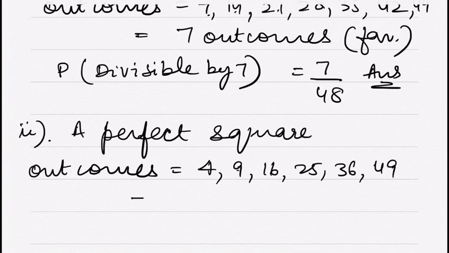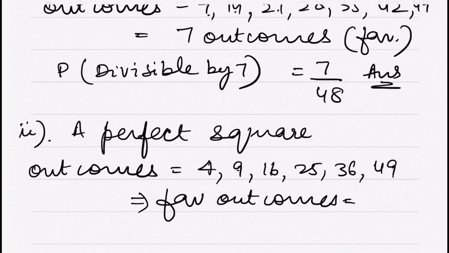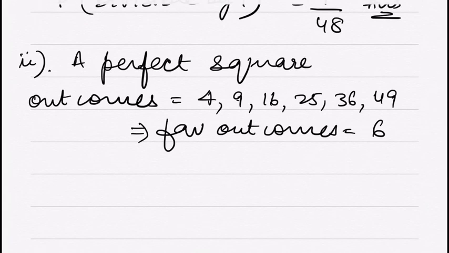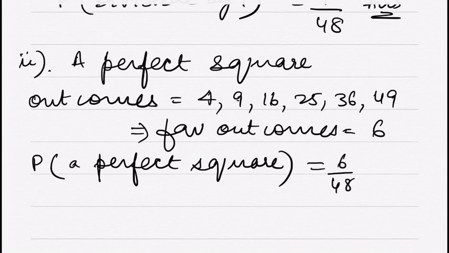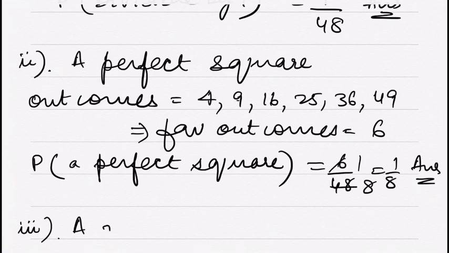Then 8 square gets more than 50, so we don't want that. Therefore, favorable outcomes are 6, right? Okay, so now my probability of getting a perfect square card will be equal to 6 by 48. 6 ones are 6, 6 eights are 48, so 1 by 8. That's my answer. Okay, now the third part.